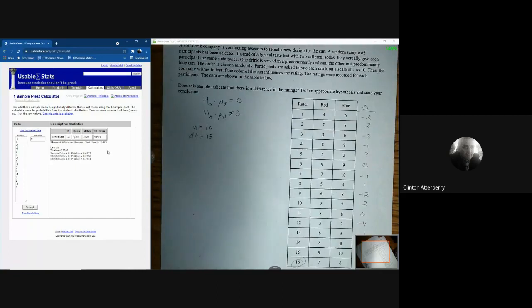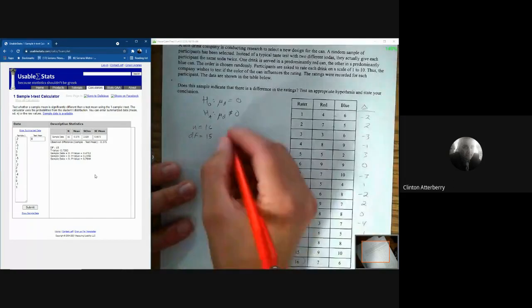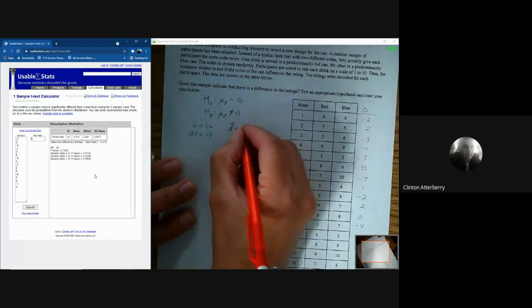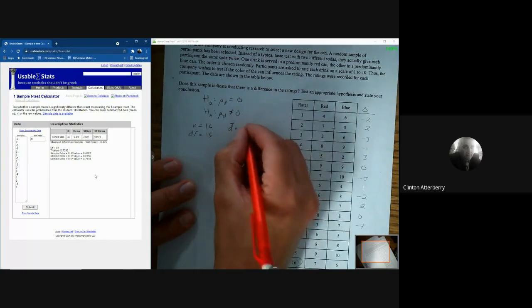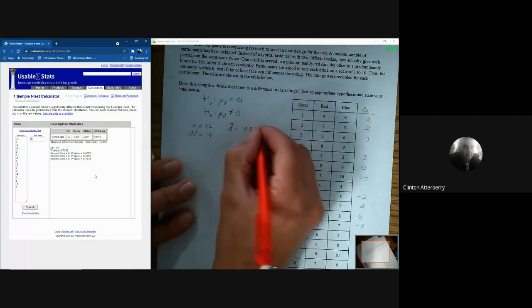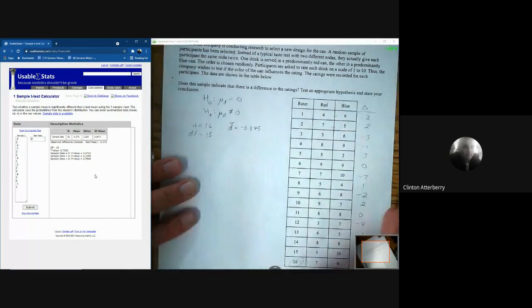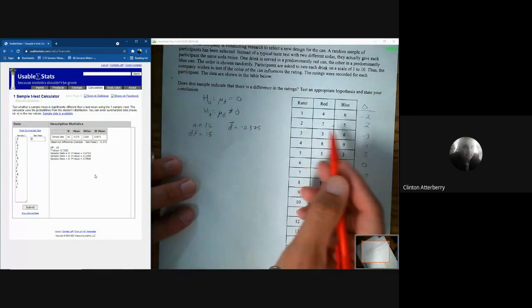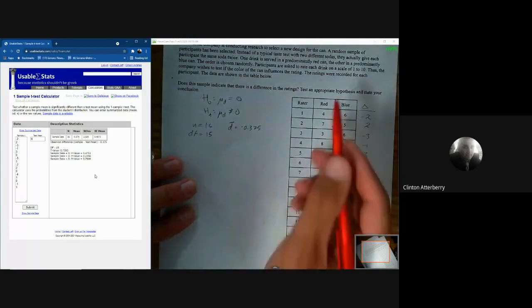So I hit submit, and it gives us these numbers here. The observed difference, sample minus the test mean, is negative 0.375. Okay, so we can say our average difference was negative 0.375. So if you think about that for a moment, if the average was 0, that means these numbers were pretty much the same, okay?